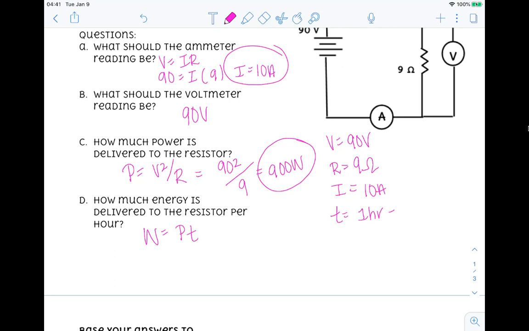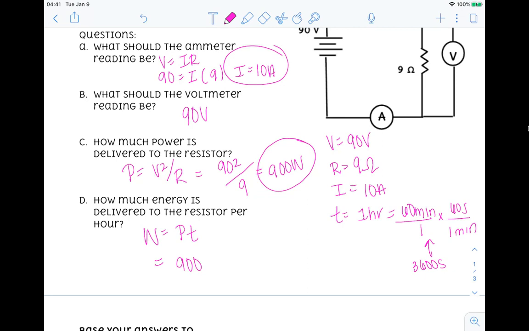So 1 hour is equal to 60 minutes over 1, multiplied by 60 seconds in 1 minute. Our total time should be 3,600 seconds. I almost said 120. I was adding them together. 3,600 seconds. Okay.